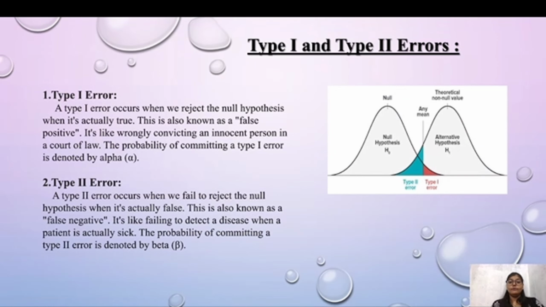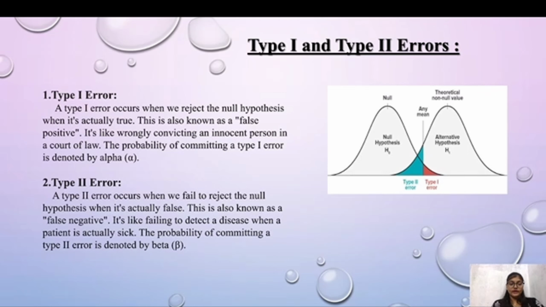Next we have type 1 and type 2 errors. First is a type 1 error. A type 1 error occurs when we reject the null hypothesis when it's actually true. This is also known as a false positive. It's like wrongly convicting an innocent person in a court of law. The probability of committing a type 1 error is denoted by alpha.